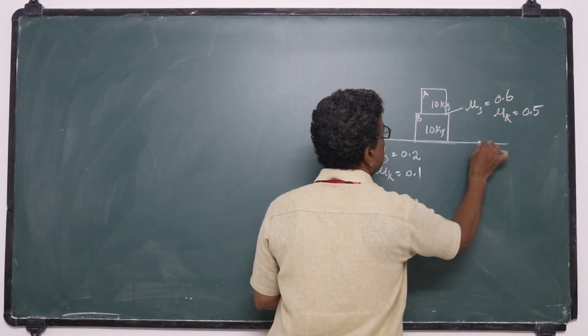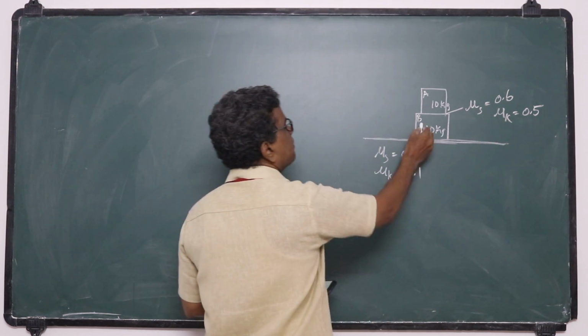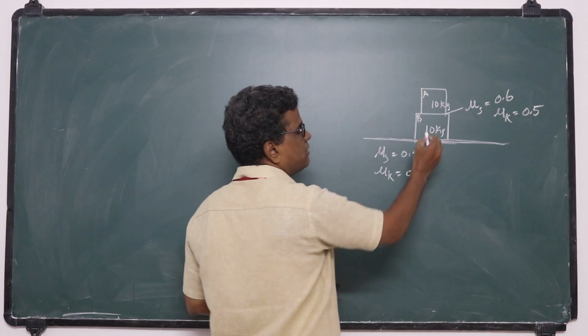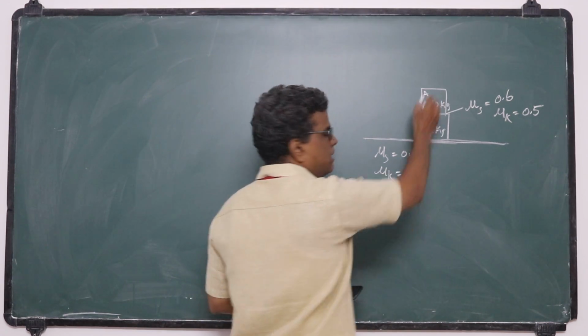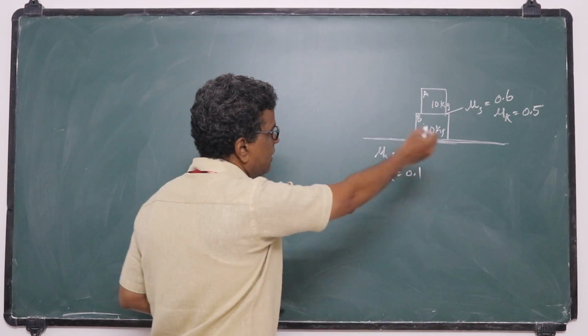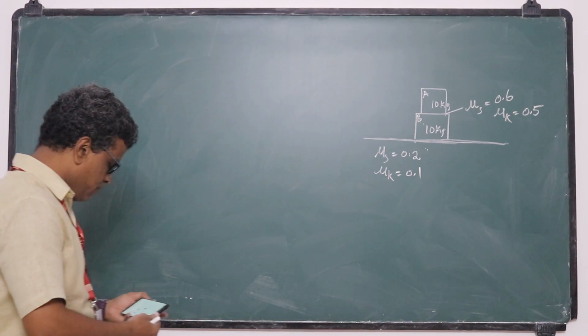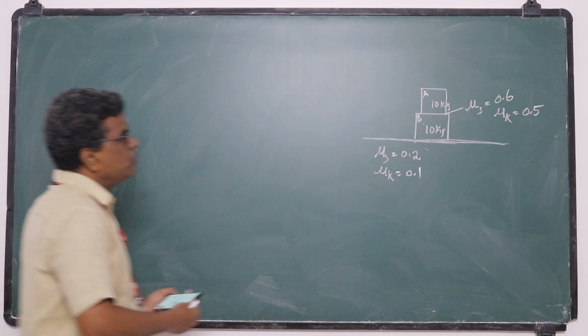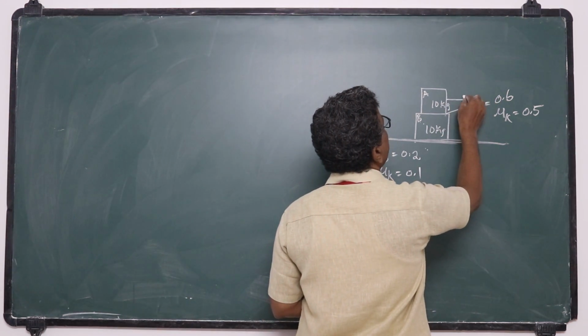So this ground is a rough surface, so it is having a friction. There is a friction between the block B and the surface. There is a friction between the block A and the B surface. Their limiting values are given. Now this is the given problem. Now the force F acts on this block A. Let it be F.